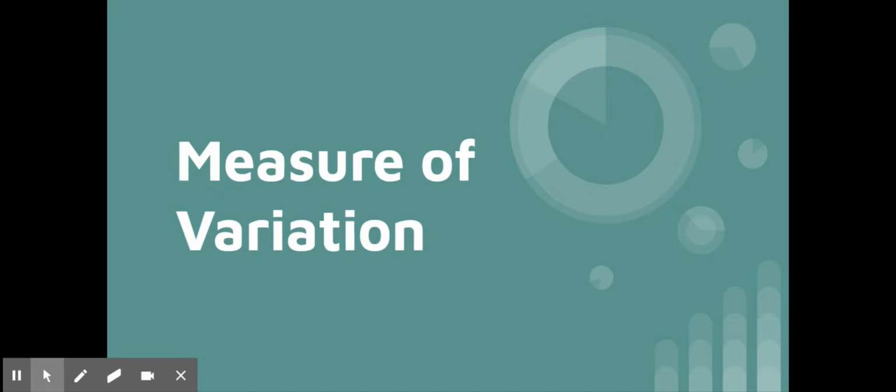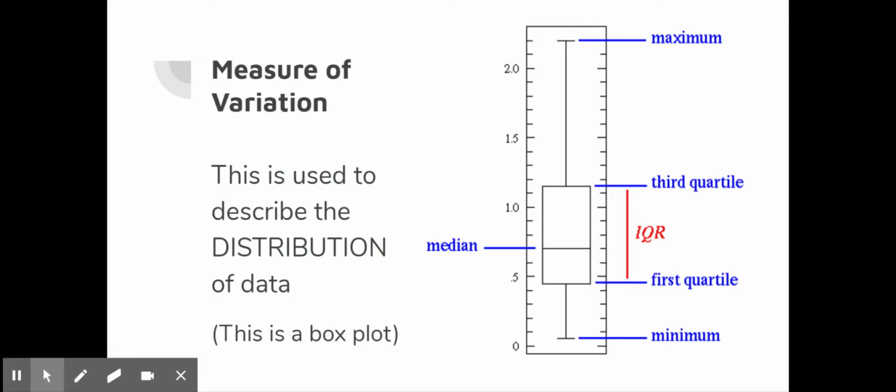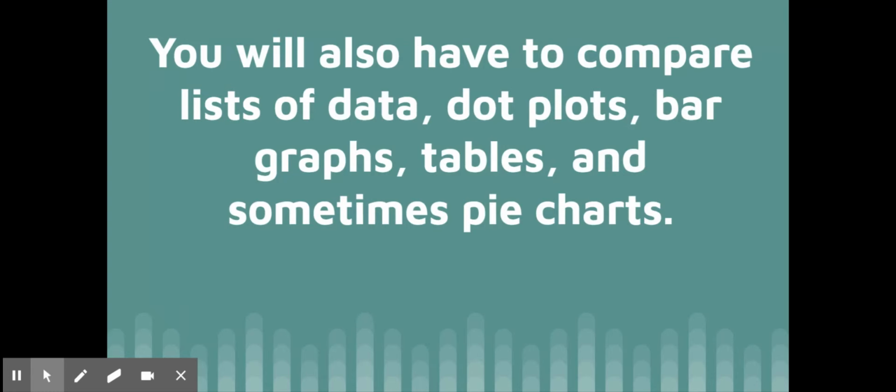Today we are talking about measure of variation, which is different from measure of center that you learned from the last video. Measure of variation is talking about the distribution of data, so how is it spread out? This is a box plot that you see, but you will also have to compare lists of data, dot plots, bar graphs, tables, and sometimes pie charts.